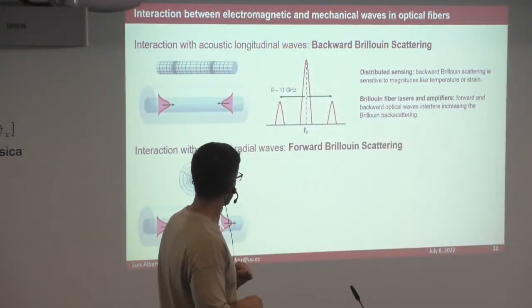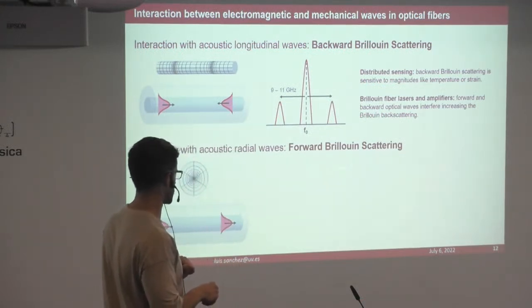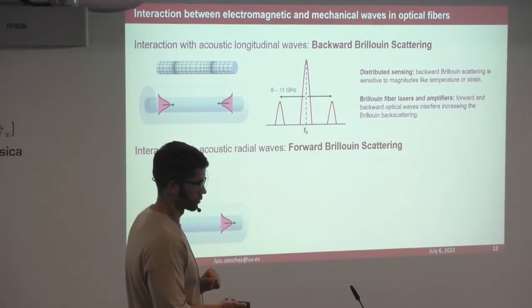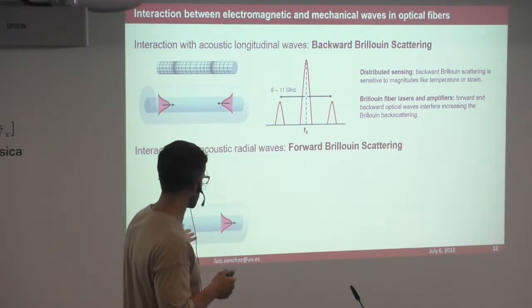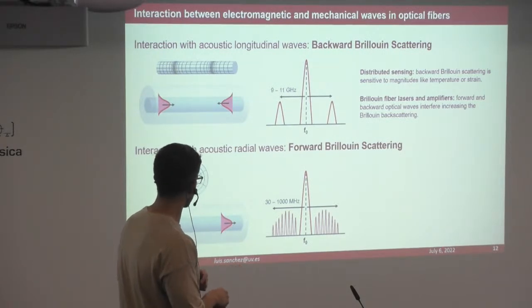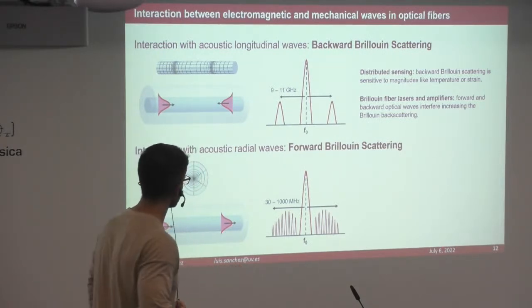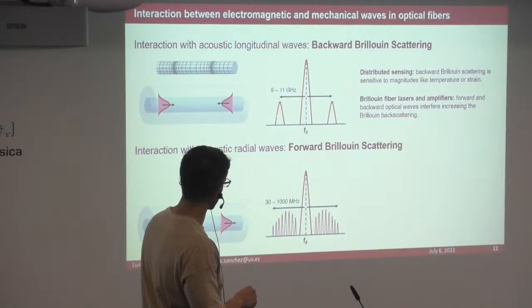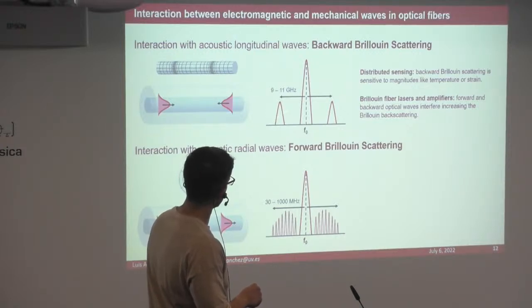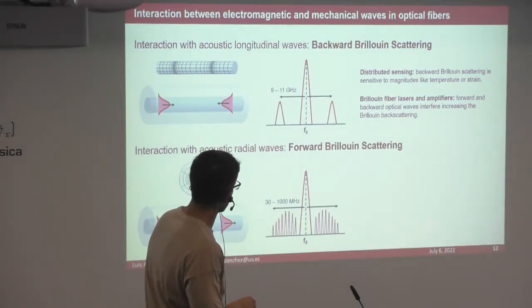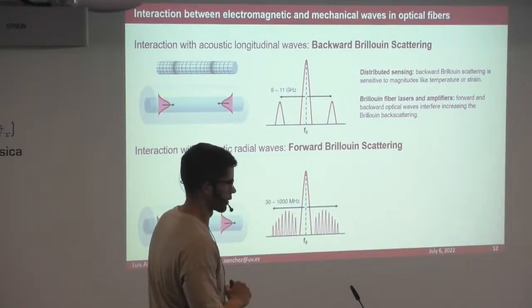The interaction of these acoustic radial waves with light is known as forward Brillouin scattering, as you can imagine, because the light is scattered in the same direction. In this case, we know that this exists because there is also a shift in the frequency of the input light with the scattered one. But in this case, instead of having one well-defined new frequency, we have several very narrow frequencies, in the range of 30 megahertz to 1000 megahertz. So the frequencies are lower than in the backward case.